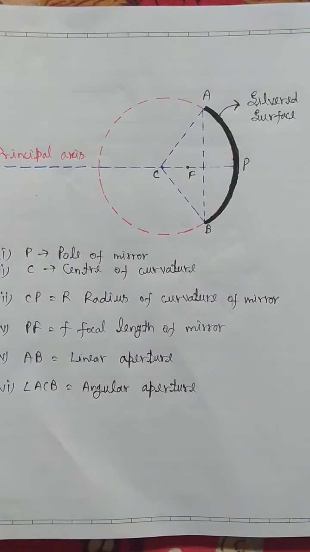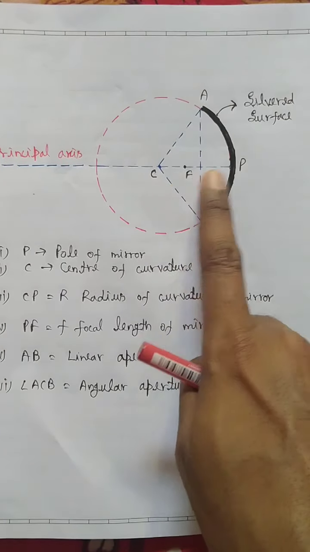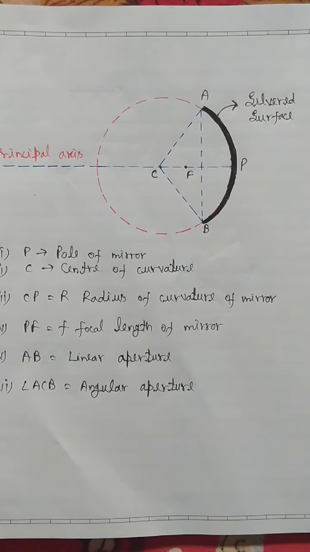Now, important definition, that is focal length. It is the distance between the focus and the pole of the mirror. The distance between the pole and the focus of the mirror is called focal length.